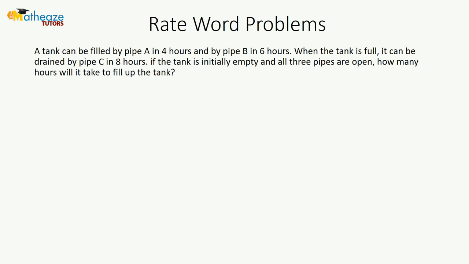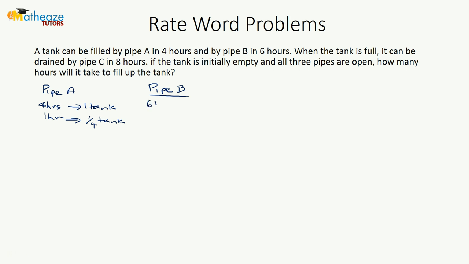So let's start with pipe A. Pipe A requires 4 hours. So what is the rate of work? You have one tank, so 4 hours are required to fill one tank. So in 1 hour, pipe A fills 1/4 of the tank. Let's look at pipe B.